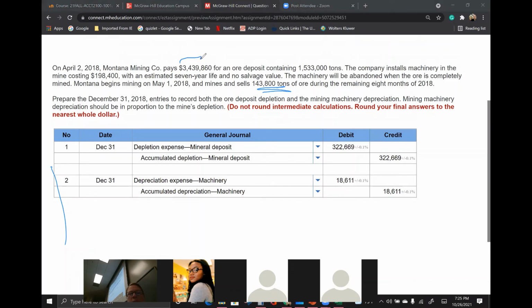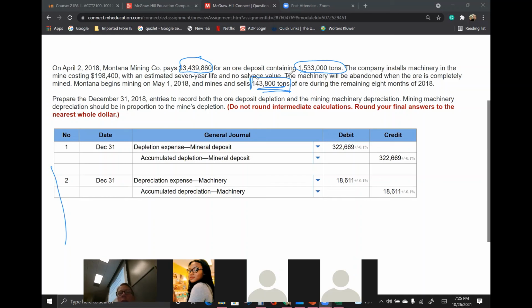Okay, so we're just taking numbers they gave us. They gave us this, and they gave us this. So we just divide it. The number that you get, multiply it by how much we got for that year, and that gives you your depletion expense. All right, so on December 31, I'm going to make my entry: depletion expense, 322,699, and then the accumulated depletion is going to be 322,699.